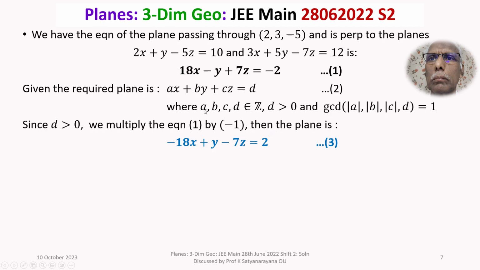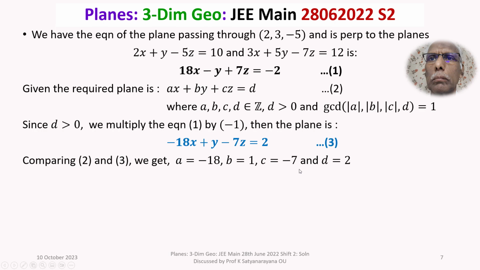What else do you want? Now if you compare 2 and 3, d greater than 0 that we have achieved, and d is an integer. What are a, b, c, d? Compare these 2 and 3. We will get a is equal to minus 18, b is equal to plus 1, c is equal to minus 7, and d is equal to 2. And d is positive, and these are all integers. Yes, these conditions are satisfied.